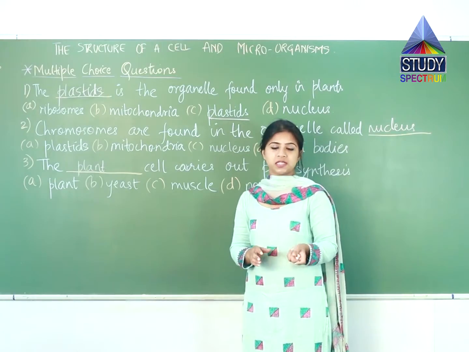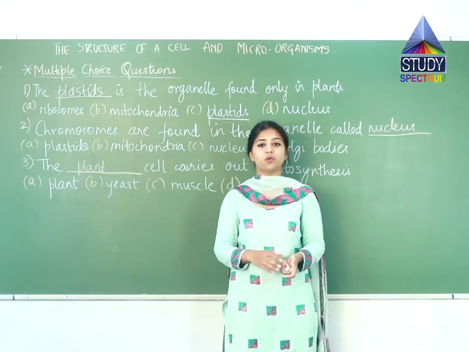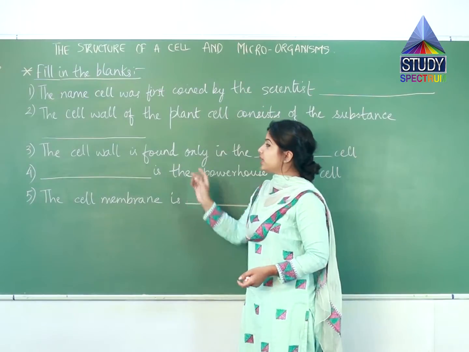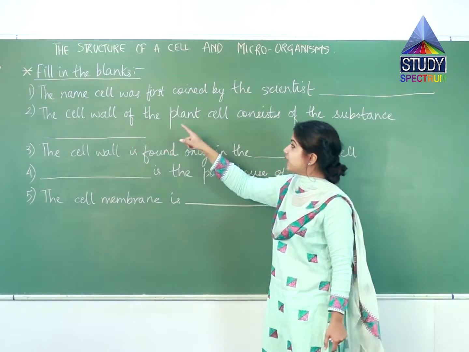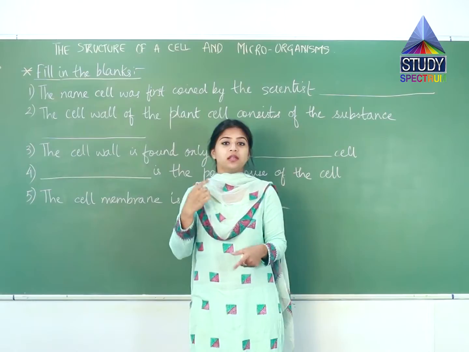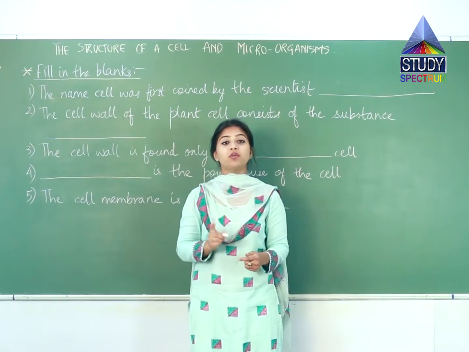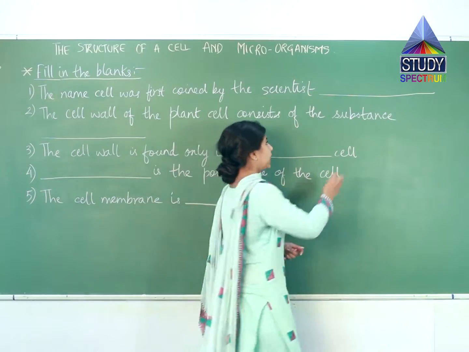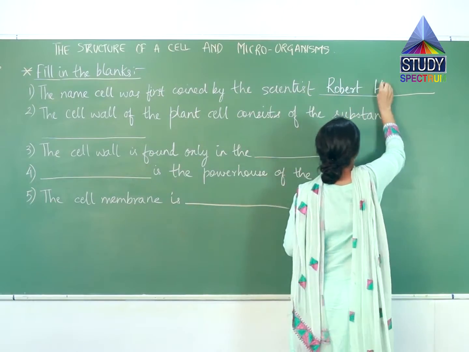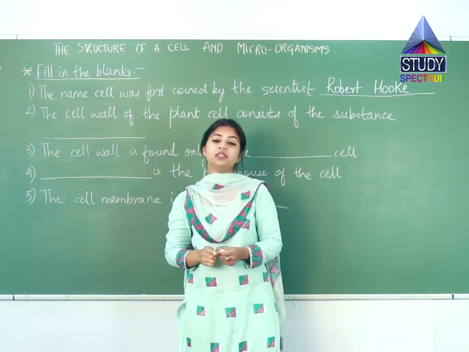So let's move on to the next exercise. That would be fill in the blanks, which will have no MCQs, so we will move on with the next section. The next one is the name cell was first coined by the scientist dash. Now I remember telling you in the introductory part that the name of the scientist was Robert Hooke, and he was an English scientist. So the name of the scientist is Robert Hooke. Let's proceed to the next one.